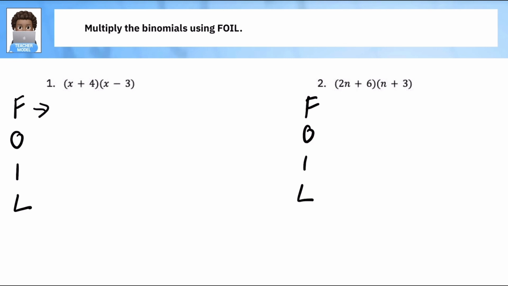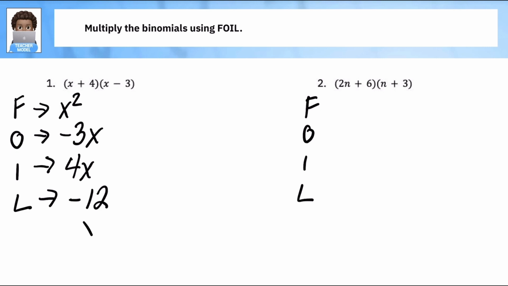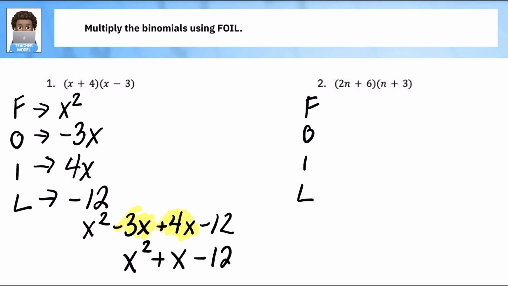Okay, so I'm starting with our first numbers. x times x is x squared. x times -3 is -3x. My insides, 4 times x. And my last numbers, 4 times -3 is -12. So this gives me x squared minus 3x plus 4x minus 12. You're seeing the pattern, hopefully, that the ones in the middle are our like terms. So -3 plus 4 is +1x minus 12.